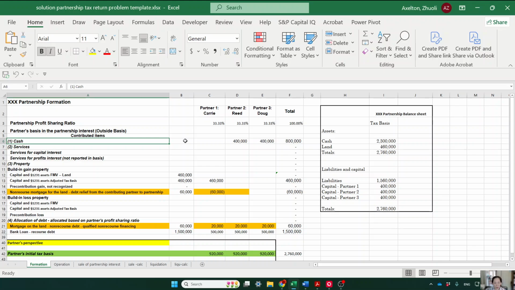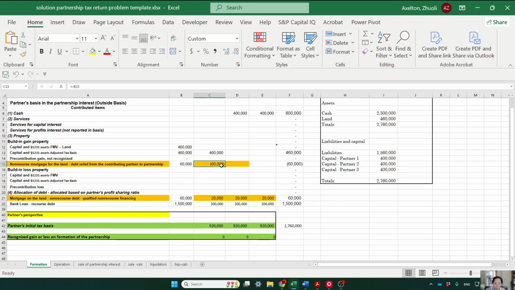relatively straightforward formation of the partnerships. There are 3 partners. Each partner took on 1/3 of a partnership interest, and Reed and Doug contributed cash, and for Carrie, she contributed 460,000 worth of land. Adjusted basis goes to the outside basis in the partnership interest.